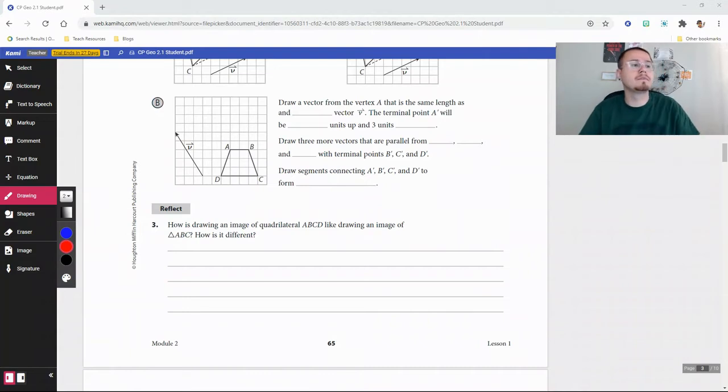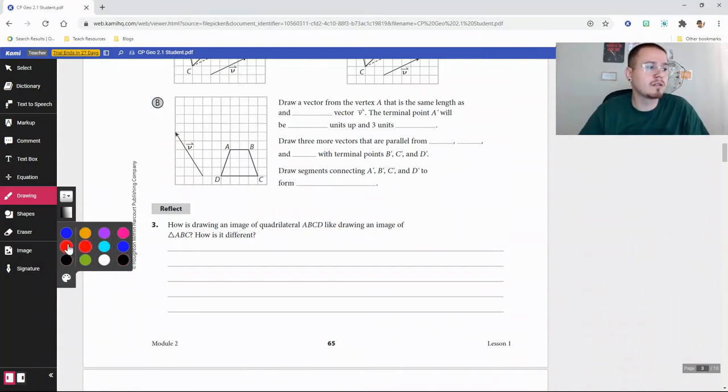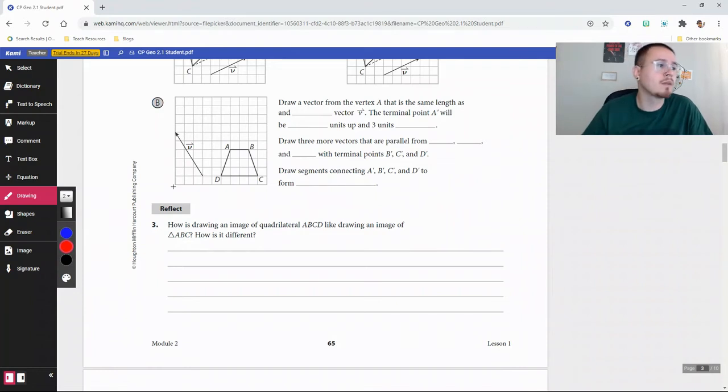All right, so hopefully you've taken some time to try to figure this out. Remember that we're working with vectors, and vectors have direction and magnitude. So we're going to draw a vector from vector A that has the same length and is parallel to. The terminal point A prime will be blank units up and 3 units left, right? We're going from here to there. So to do that, we're going to go up 1, 2, 3, 4, 5. So 5 units up and 3 units left.